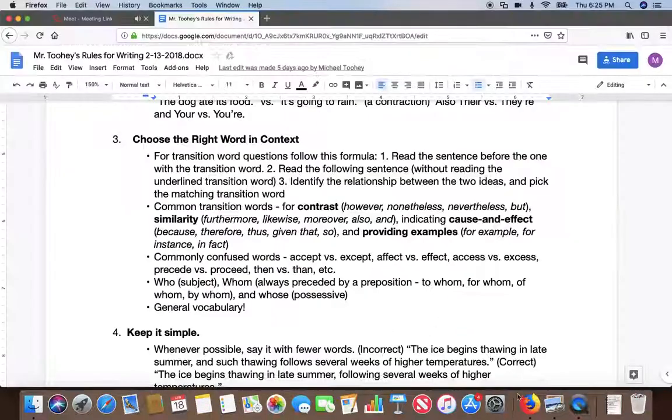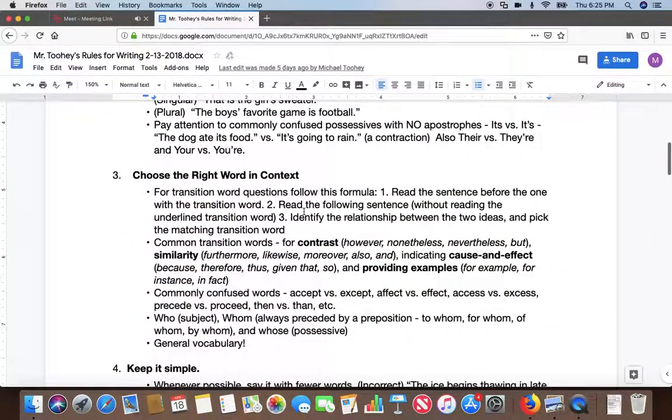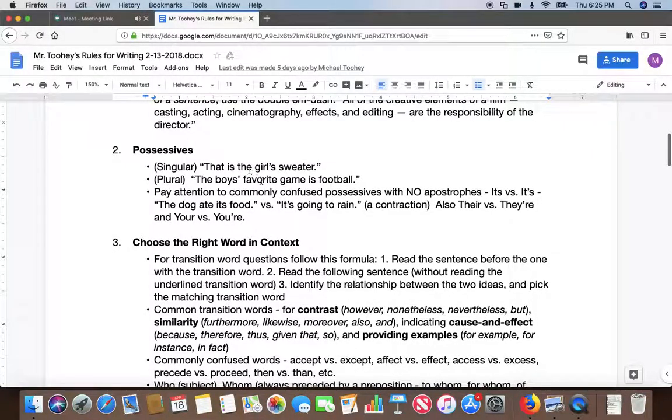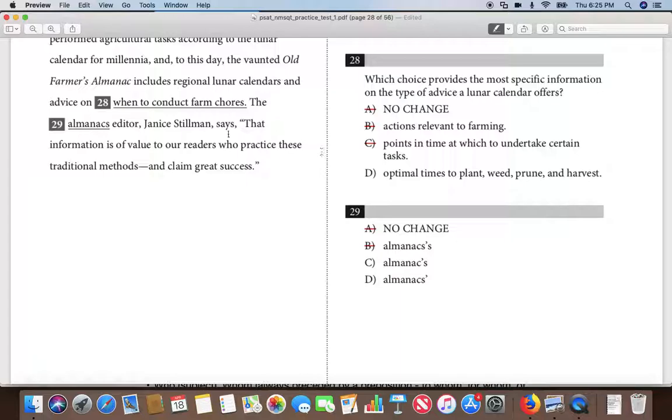Right, that would be the plural form. Absolutely. If we look at the rules for writing, the plural form is the apostrophe is going to be after the S. And here are we talking about one almanac or multiple almanacs? There's one almanac, just one almanac. The Old Farmer's Almanac. So we said we can eliminate what? D or C? D, absolutely. And there's answer choice C, the singular form of the possessive. Any questions about that, guys?